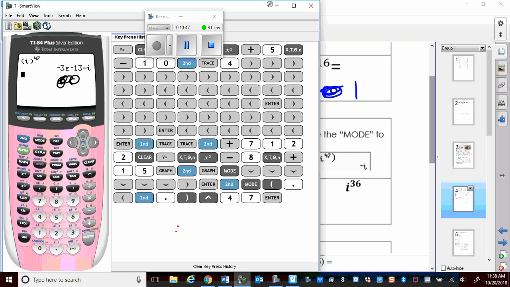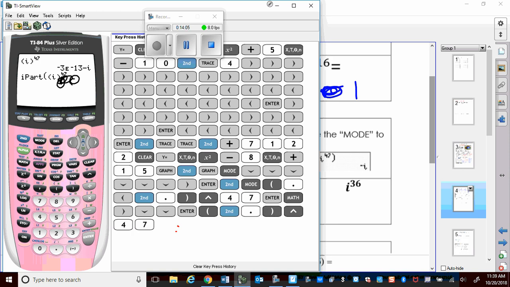And what you're going to have to do is go to math, and we're going to go right arrow over to num and use number 3, i part. And we're going to try that again. And we're going to say second i, close parentheses, to the 47th power, close parentheses. And the return is negative i.